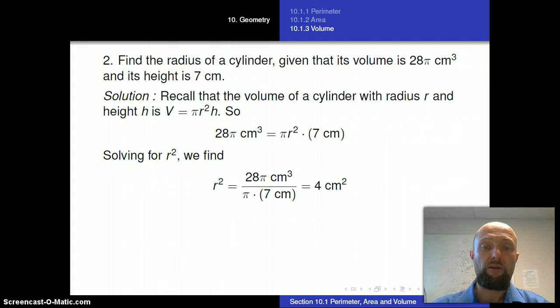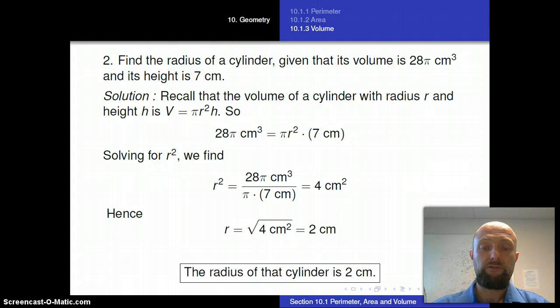Next we solve for r by taking the square root of both sides. r is the square root of 4 square centimeters, which is 2 centimeters. The square root of 4 is 2, the square root of square centimeters is centimeters. So the radius of that cylinder is 2 centimeters.